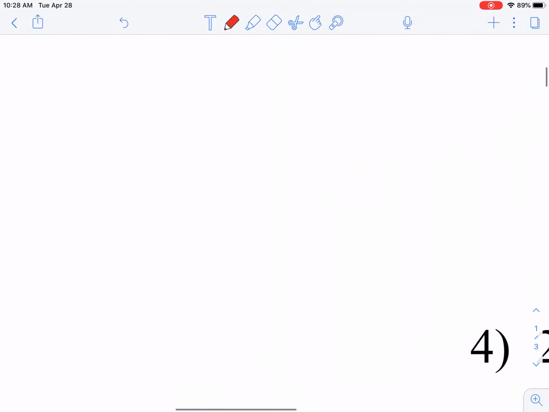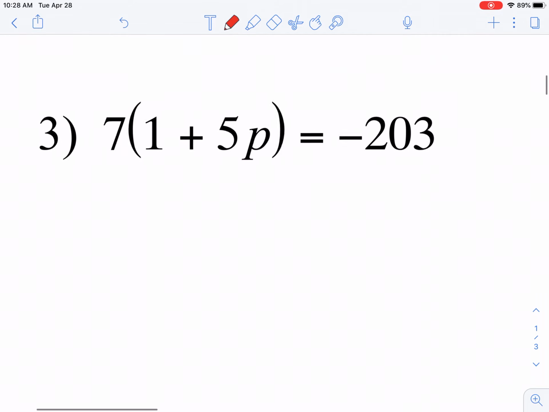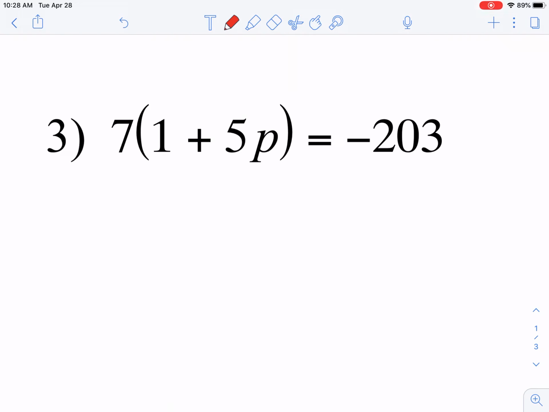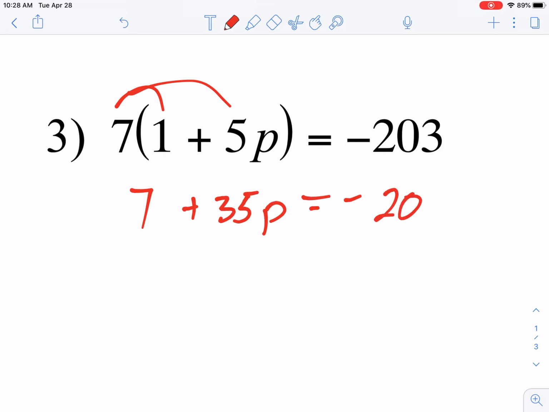Looking at number 3, we have 7 on the outside of the parentheses. We're going to take that and multiply it by 1. 7 times 1 is 7. 7 times 5 is positive 35. The p comes with it. It's equal to negative 203.